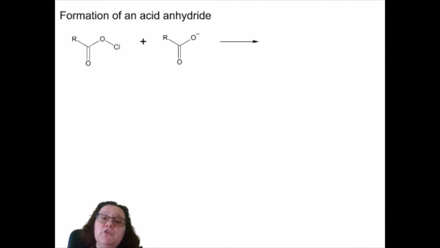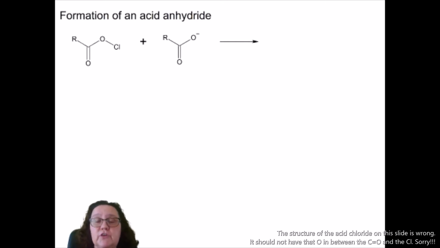So now I'm going to ask you to stop the video and, following the suggestions I mentioned in the previous slide, come up with a mechanism for the formation of an acid anhydride. And so you are aiming for a compound of this type, the formation of an acid anhydride from an acid chloride.